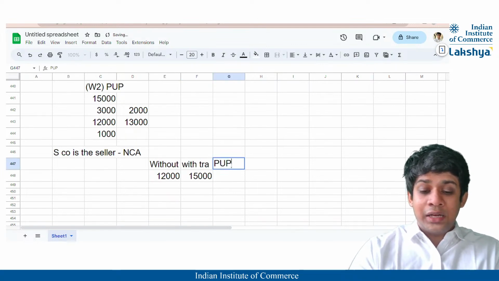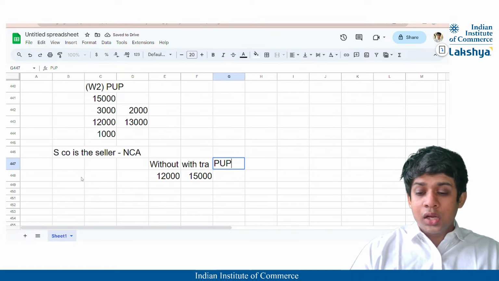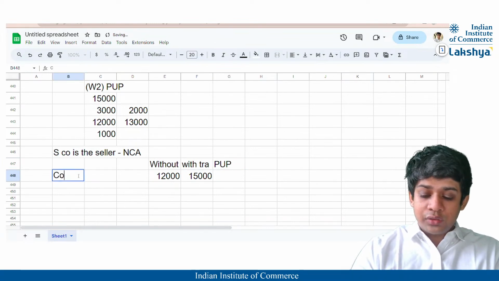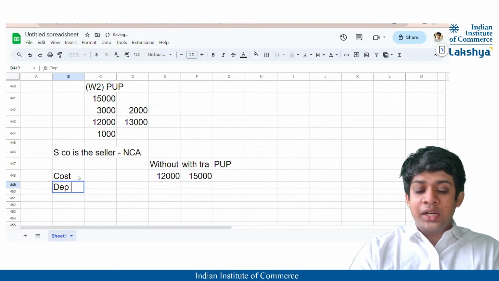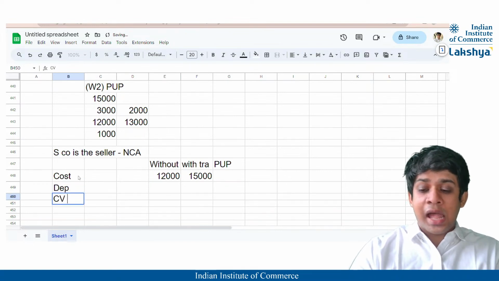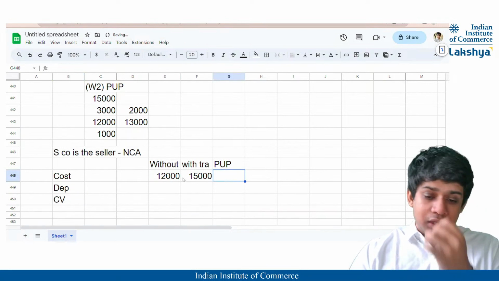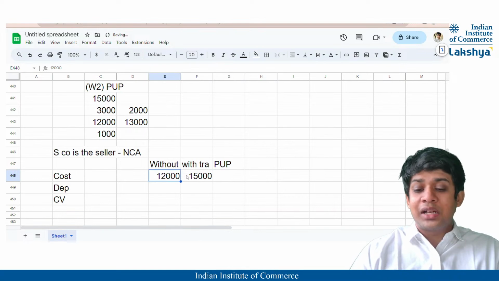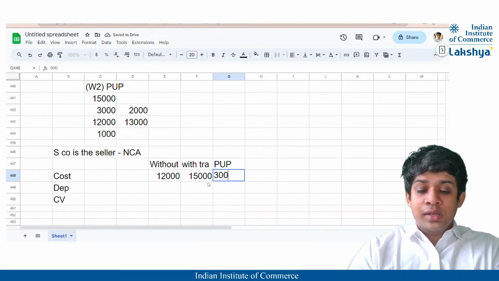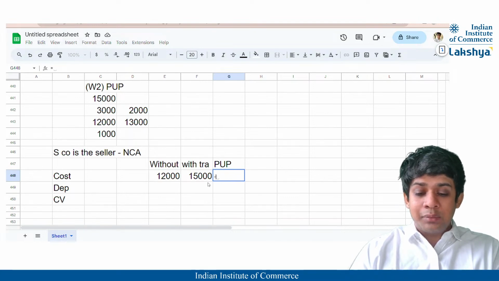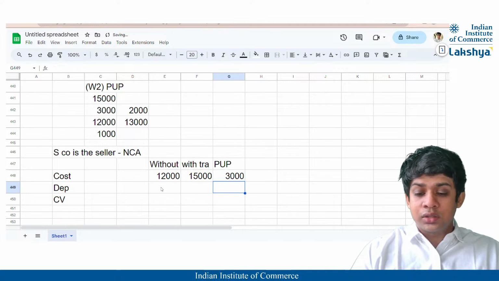That means we have to calculate the PURP adjustment here. Now, this is the cost of the asset that has been stated, right? We have to also calculate the depreciation and thus the carrying value of the asset after charging depreciation, right? So technically the value of the asset is 12,000, but it is sold for 15,000. That means 3,000 is the profit that has been earned. That is nothing but 15,000 minus 12,000, which will give me 3,000, correct?